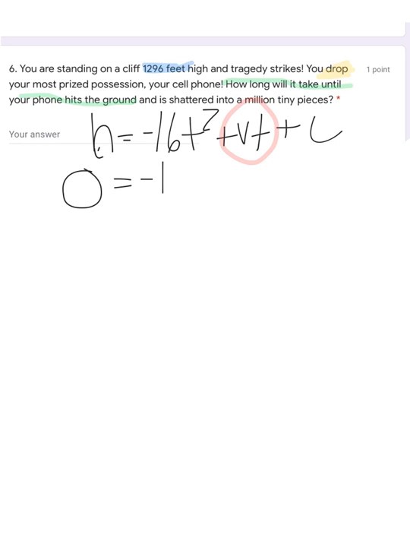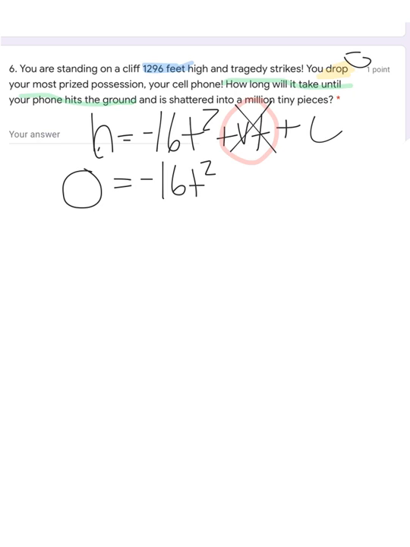Negative 16t squared, remember, always stays as is. We're not changing that number or messing around with that t. That's staying negative 16t squared. Now, you might have watched the video: with dropping, when it's not launched, the initial velocity is going to be 0. So if we plug in 0 here, this term cancels out. 0 times t is just 0. We're left with negative 16t squared and whatever our initial height is. So we're actually not going to plug a value in for v because it's 0.